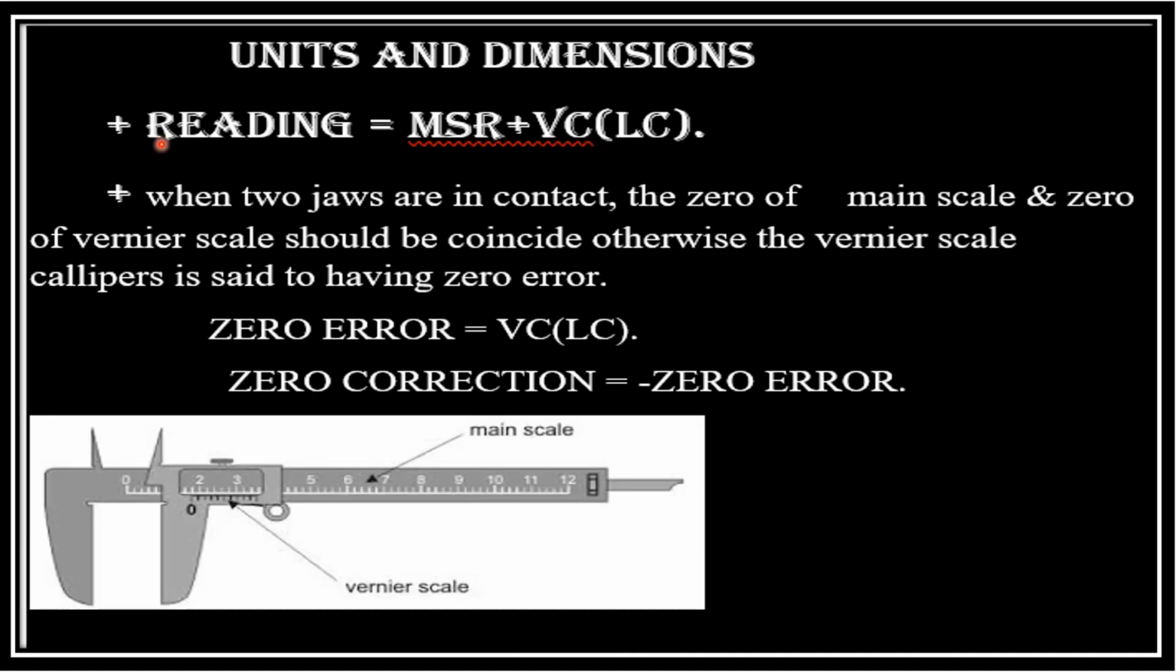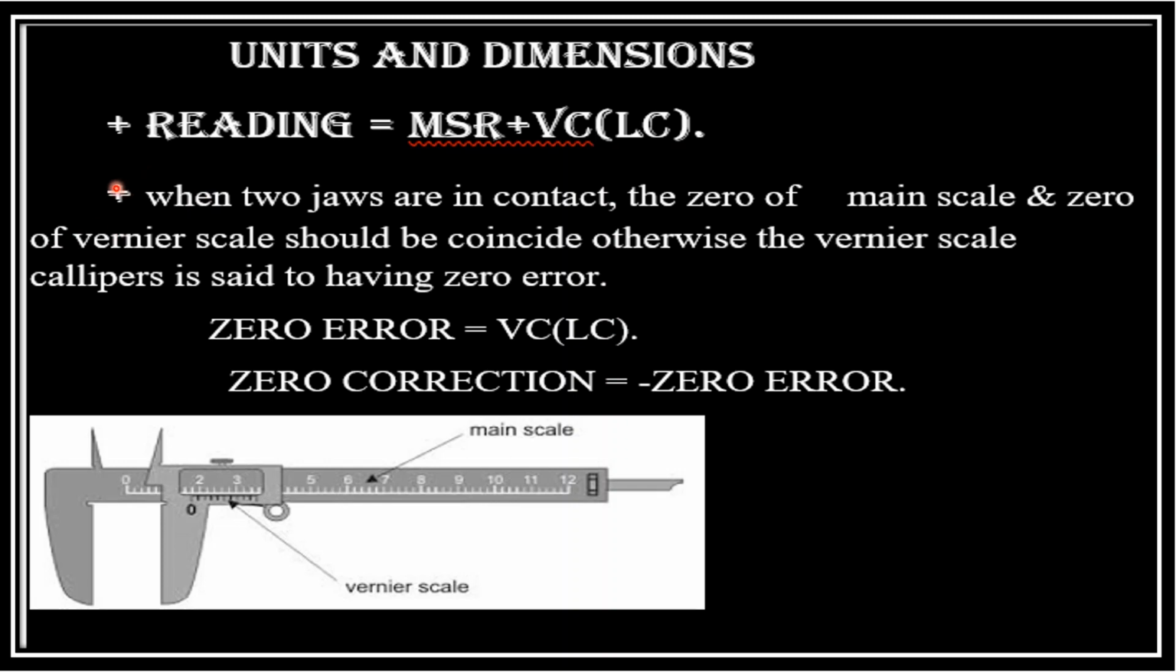Here comes another formula. Reading equals main scale reading plus vernier coincidence into least count. This is the reading. Means simply they will give a figure with the main scale reading, vernier coincidence and least count. We should multiply the latter two and add to the main scale reading. You will get the reading of the vernier calipers.